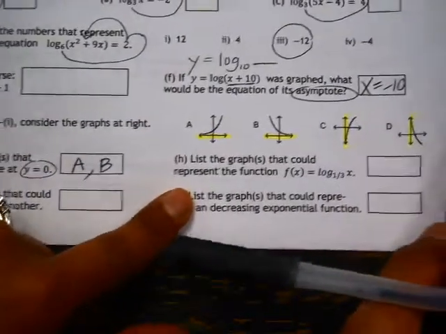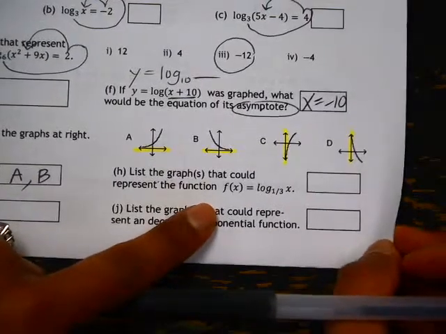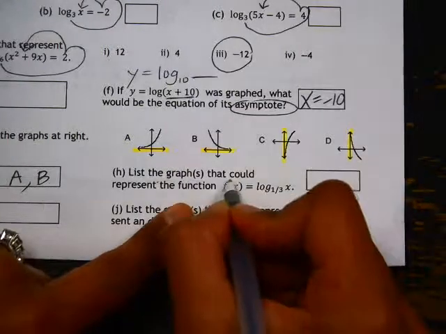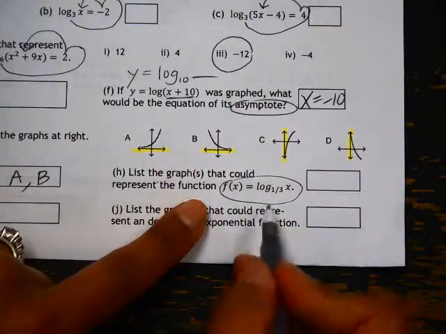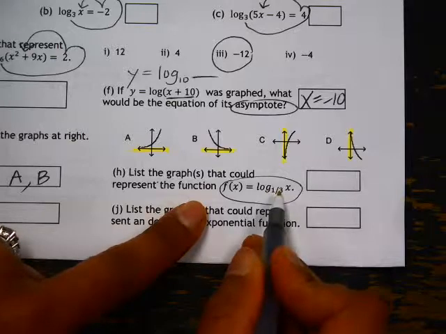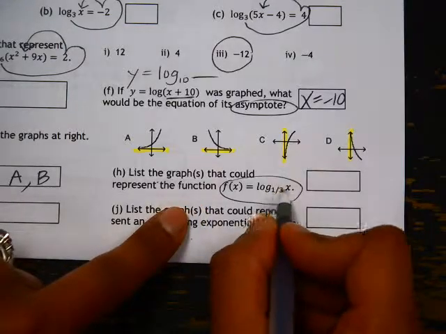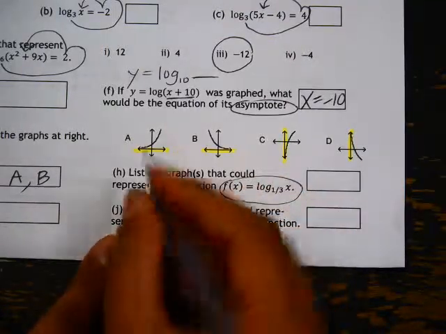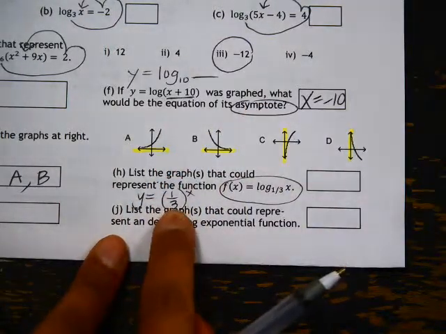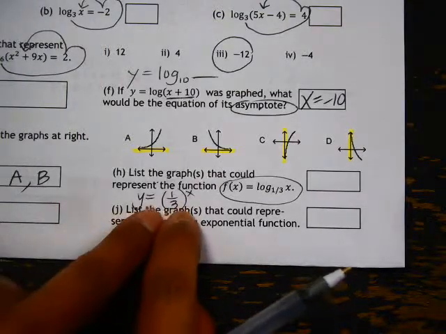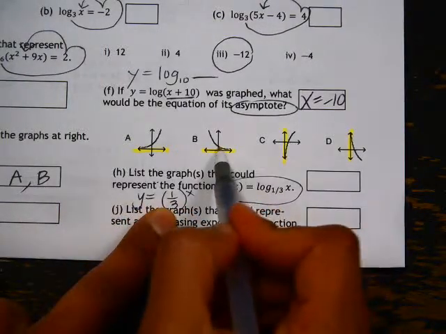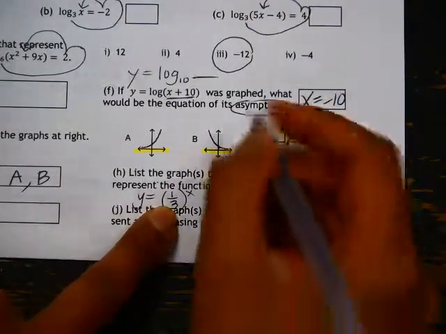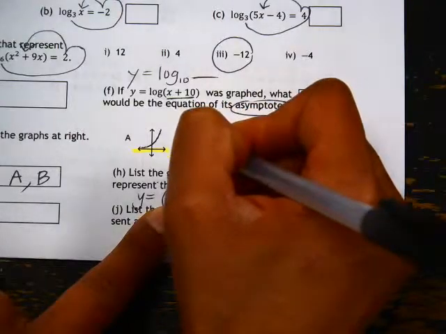List the graphs that could represent the function f of x equals log base 1/3 of x. Well, in order to tell what a log graph looks like, we need to know what the inverse exponential graph looks like. So I know that the inverse exponential graph would be 1/3 to the x, y equals 1/3 to the x, which is a decreasing exponential graph. So I know that this exponential graph could be graph B. But if I want to know what the inverse graph looks like, the log graph, I need to flip this graph over the line y equals x.